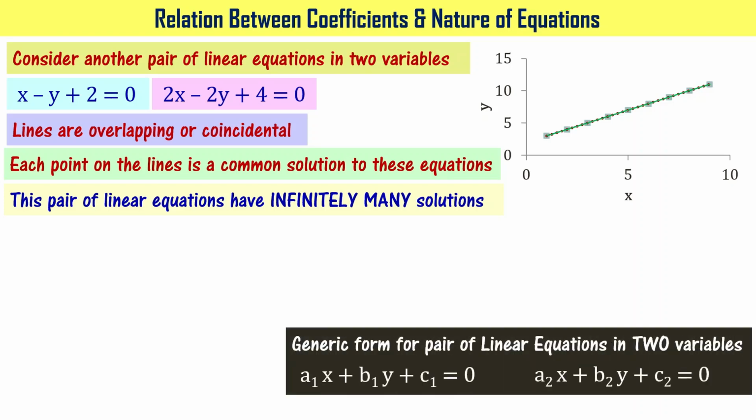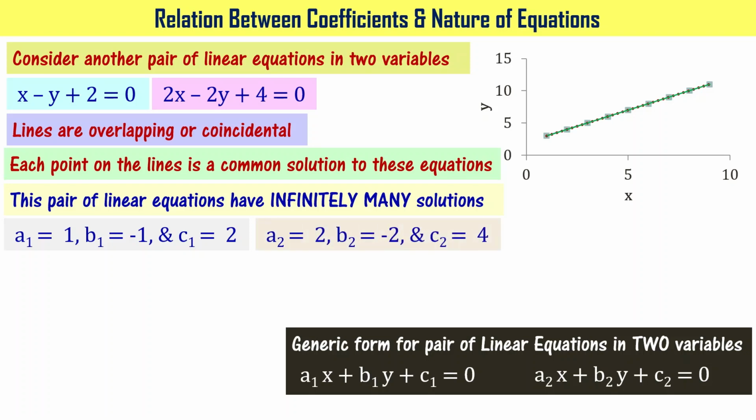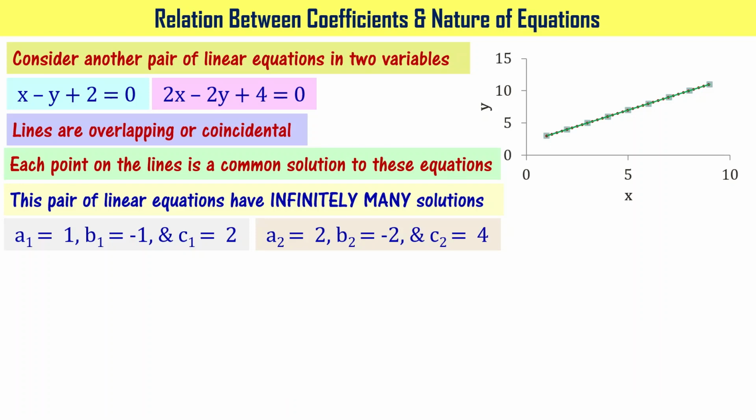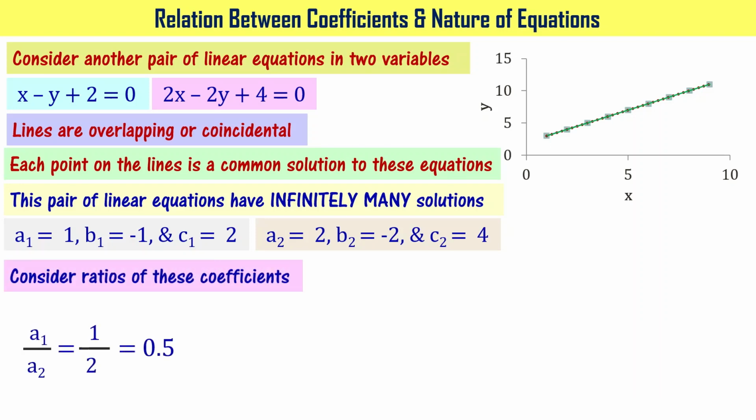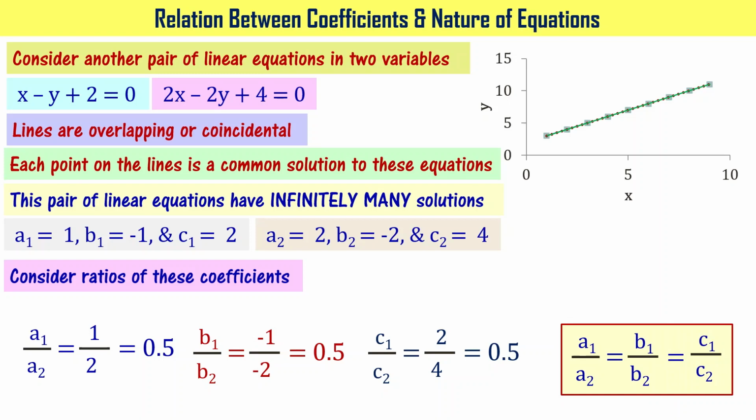Let's compare the coefficients of these equations with the generic form for a pair of linear equations. Then you say a1 equal to 1, b1 equal to minus 1, and c1 equal to 2, right? a2 equal to 2, b2 equal to minus 2, and c2 equal to 4. Let's take the ratio of these coefficients. You get a1 by a2 equal to 0.5, b1 by b2 equal to 0.5, and c1 by c2 also equal to 0.5, right? It means a1 by a2 equal to b1 by b2 equal to c1 by c2.